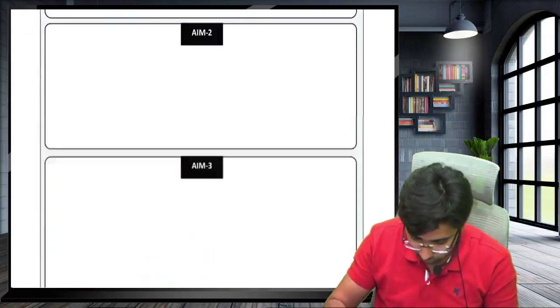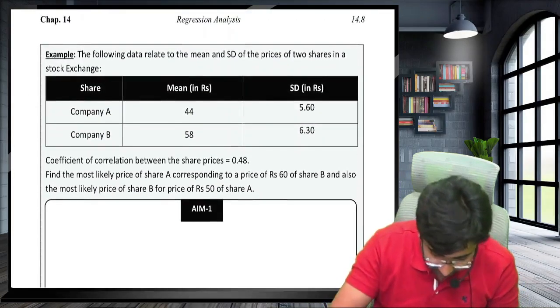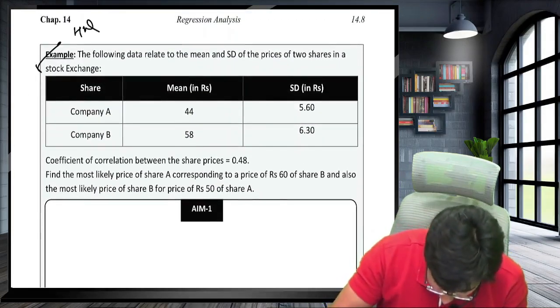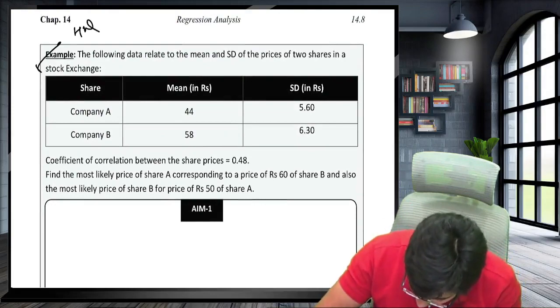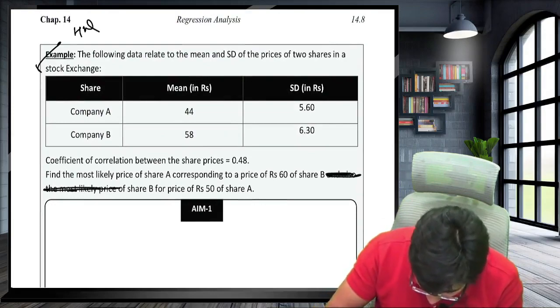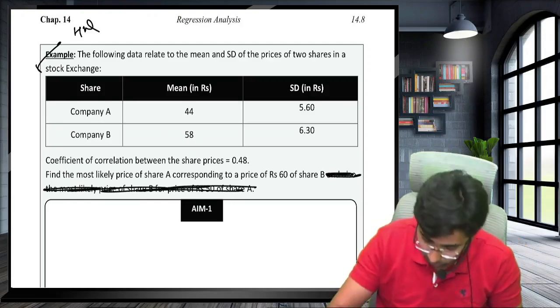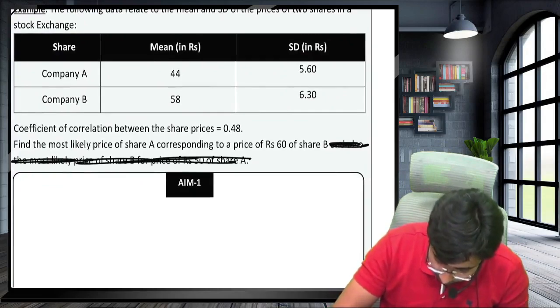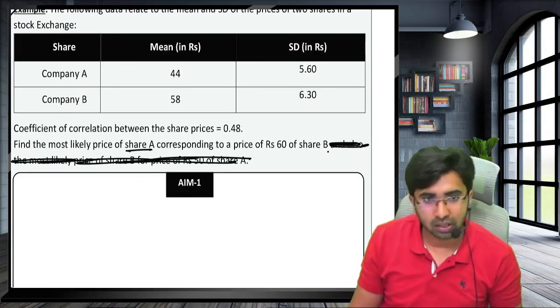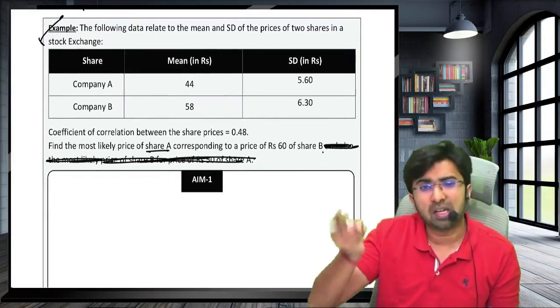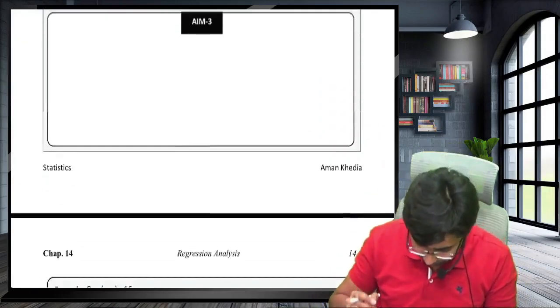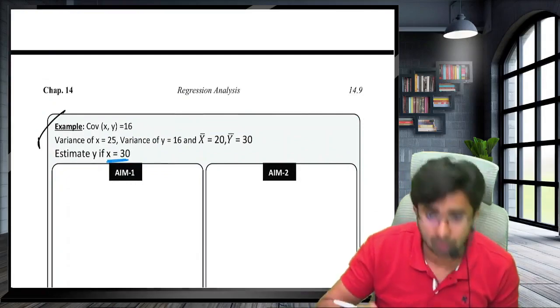Guys, you have to solve the next example. This is your homework. Cut this line, cut this second line in the next question. The question will end here: find the most likely price of share of A where the corresponding share of B is 6. You have to think about this. You have to calculate aim number 1, aim number 2, aim number 3, everything. In the same way you have to solve the other question also.